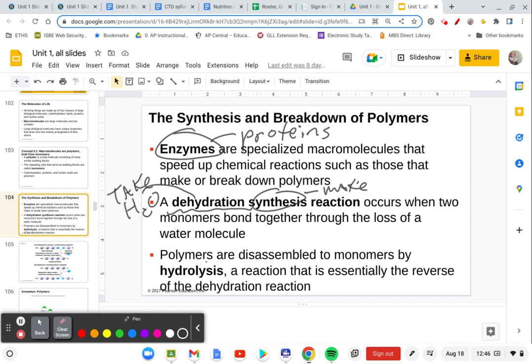The opposite is called hydrolysis. In hydrolysis, we break a polymer apart. Lysis means to split, and hydro again refers to water. So what we're talking about with hydrolysis is making a molecule smaller by adding in water. We're using water to split the polymer into smaller pieces.